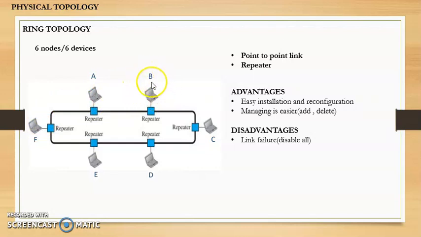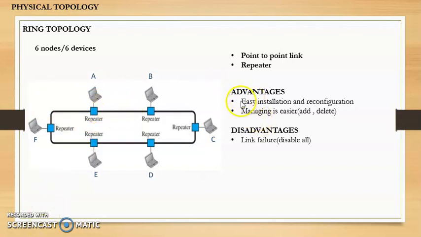Similarly, this device B will have a point-to-point link to A and C. Similarly, this device C will have a point-to-point link to B and D, and same way the other devices are connected. Also, mostly this ring topology is unidirectional. That is, data will flow either in clockwise direction or anti-clockwise. Next, the ring topology has a repeater. Now the main use of a repeater is to regenerate the bit pattern. That is, after traveling, if a signal becomes too weak, then the repeater will regenerate the signal before transmitting it.